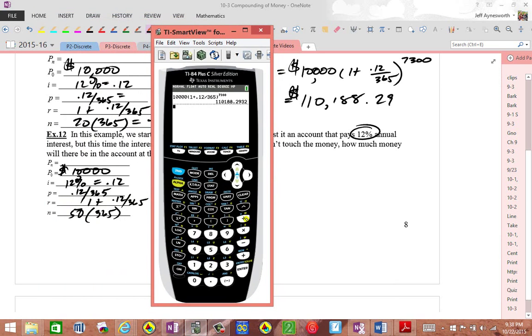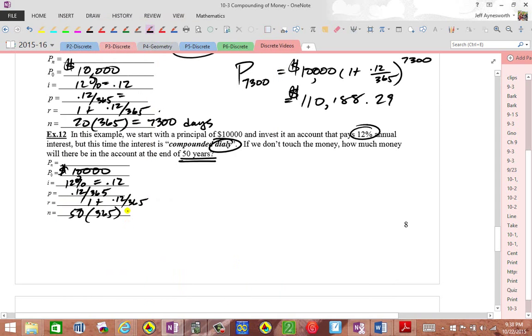Okay, so what's 50 times 365? It's big, right? 18,250. So 18,250 days. In 50 years, there's a lot of days, right? So here we go. This is a big one. So how much money do we have after this many days? So we start off with 10 grand.